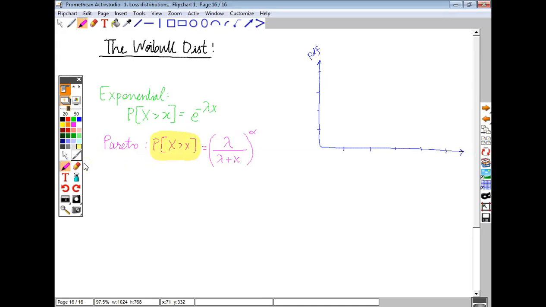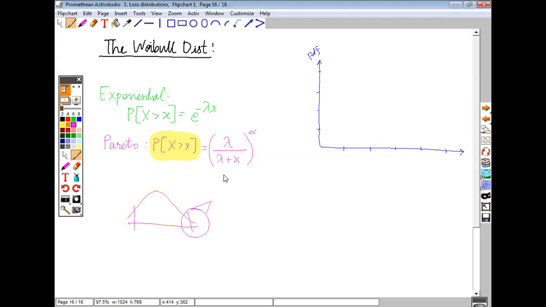again, we can have two sorts of tails, right? One could be the upper tail and the other could be the lower tail. So here what we are looking at is the upper tail, which corresponds to this area of the graph. So what I'm going to do now is plot this exponential function and plot this Pareto function.